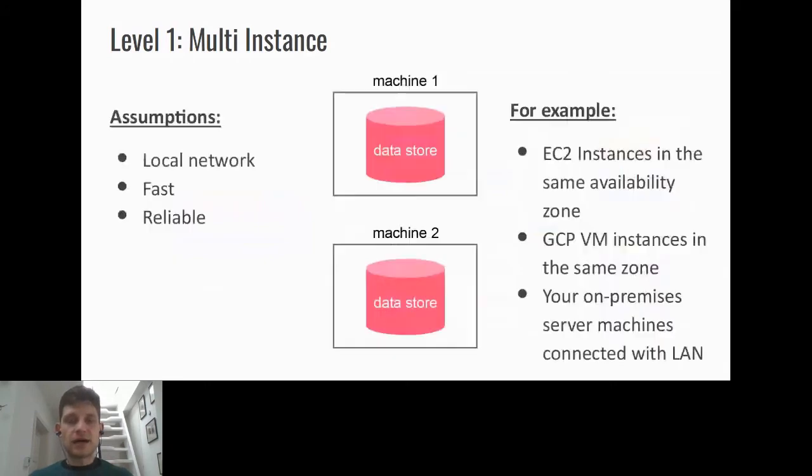So to make the assumptions here clear, we have two machines with two instances of the database. They are connected with a local network, which is fast and reliable. And as an example, you can have two EC2 instances or any cloud instances like a GCP virtual machine, or Azure.